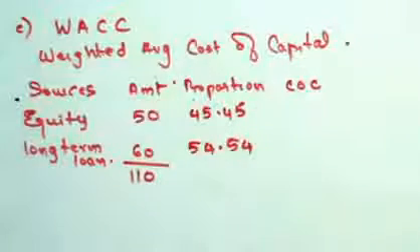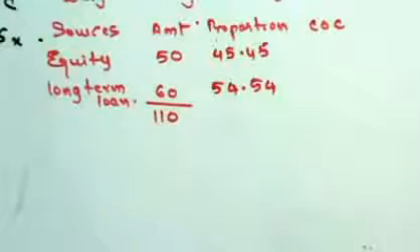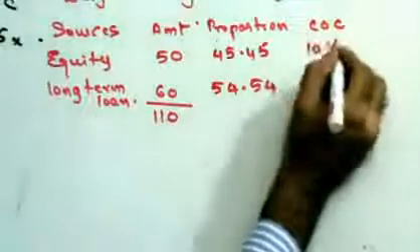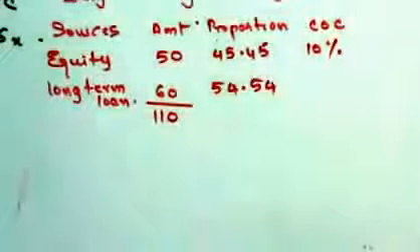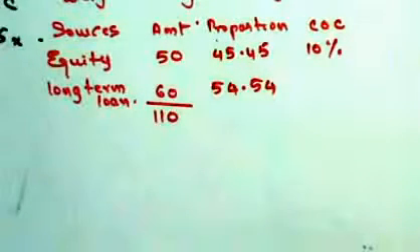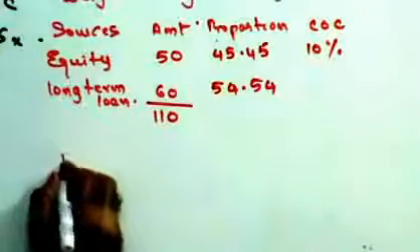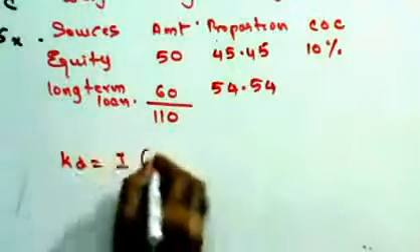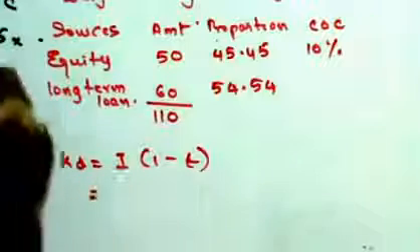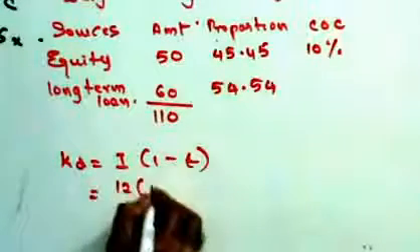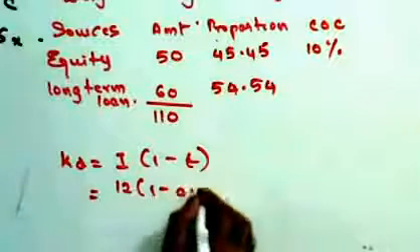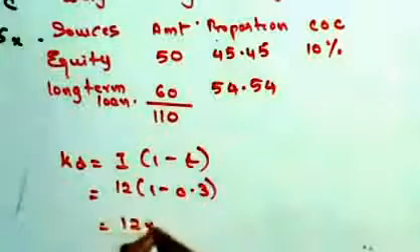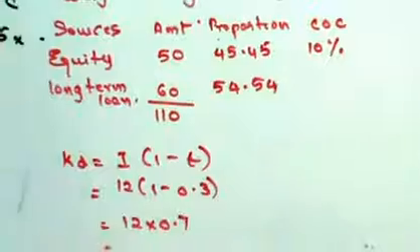Now, fortunately for us, they have given you that, if you read the sum last night, the cost of equity is 10%. And the cost of debt is given to you as 12%, but the tax rate is 30%. So I can find out cost of debt is I, 1 minus tax rate. Cost of debt is 12, 1 minus tax rate. Tax rate is given to you as 30%, so 0.3. So 12 into 0.7, can someone?